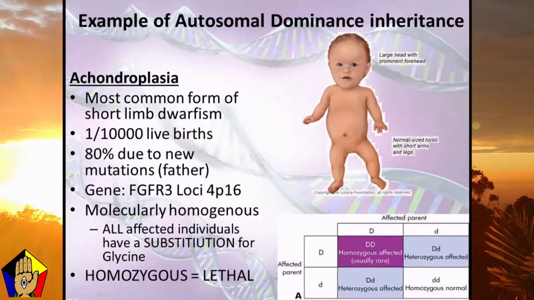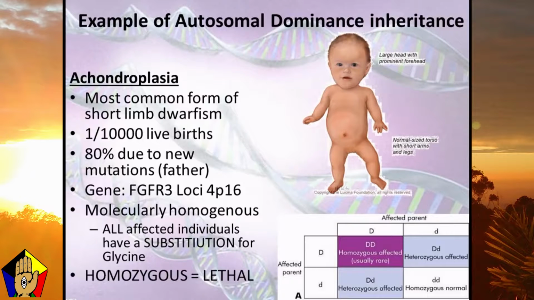So here are a couple of examples. First, achondroplasia. The name itself means without cartilage growth. It's the most common form of short-limb dwarfism. There are about 250 types of dwarfism out there, but this is the most common one. What's interesting about it is that it occurs in about 1 in 10,000 live births.